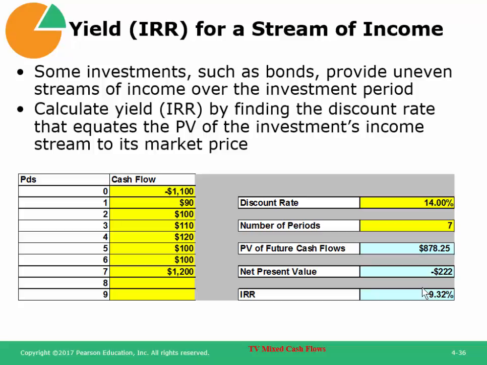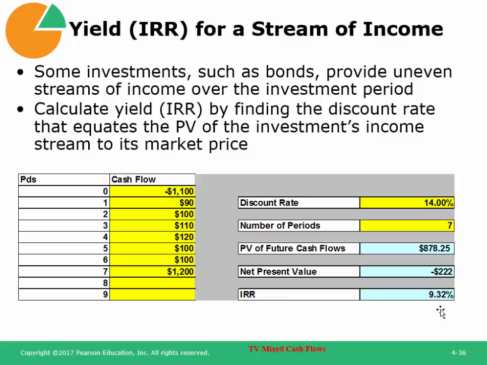So the internal rate of return for a stream of income is calculated like this in a spreadsheet. So you need to have the investment at time 0. It's a negative $1,100. And then these are the cash flows that I receive over the next 7 years. So I invested $1,100. I got all of these cash flows. And the last year I got my money back plus another $100. So the interest rate or the discount rate on this time frame was 14%. The number of periods is 7. So the internal rate of return on this money was 9.32%.